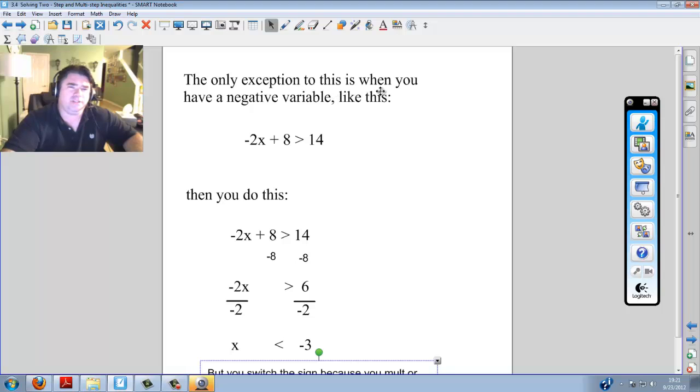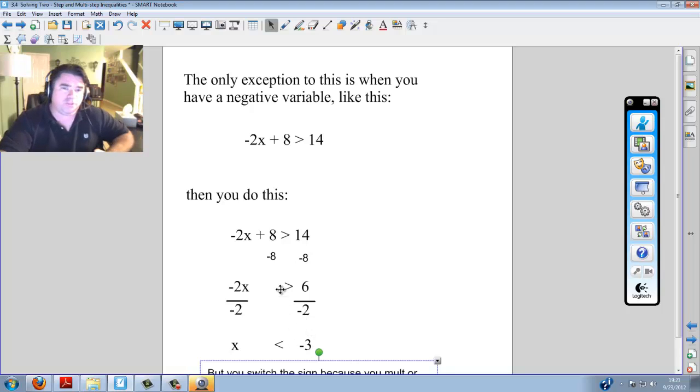Now the only exception to this is when you have a negative variable like this. So now I'm going to put negative 2x plus 8 is greater than 14. Well, we're still going to minus 8 to both sides first. So instead of plus 8, minus 8, minus 8, minus 8. So now I get negative 2x is greater than 6. Well, the next step, instead of times negative 2, is divide by negative 2. Divide by negative 2 on one side, divide by negative 2 on the other. Now 6 divided by negative 2 does make negative 3.